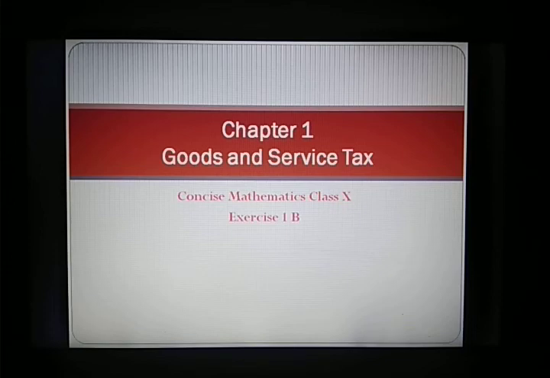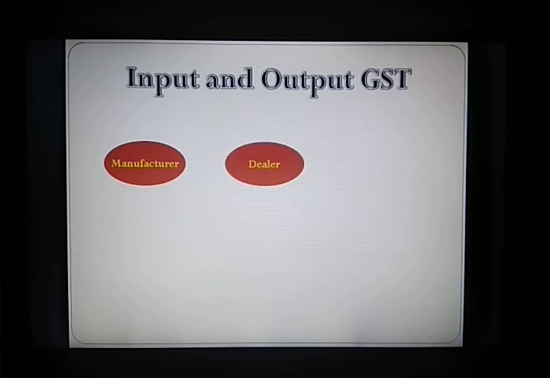So before we begin our second exercise, we should be familiar with two very important topics which were discussed in the very first video, and the topics are input and output GST. Now to understand it, I'll take the same example. For example, assume that there is one manufacturer. He manufactures some product, and he sells the same products to a dealer, and this dealer will distribute the same goods to the consumer.